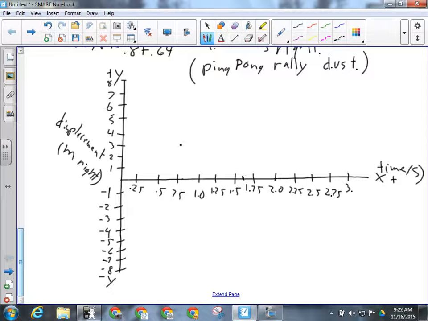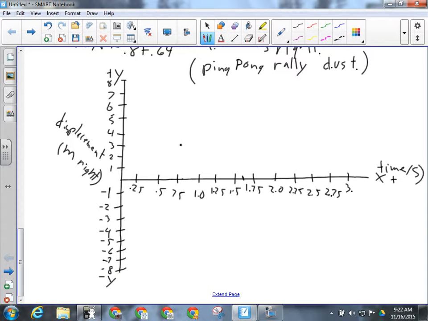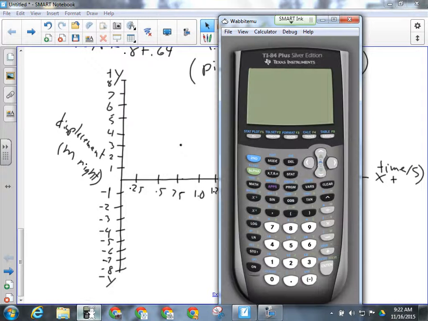Okay, and then my y value, I've got to go 4.24 meters left of this spot. So this is 3.2 meters to the right. I'm going to go 4.24 meters to the left now. So where's that going to leave me? Down, below the x-axis, right? I'm going to be in the negatives now, but I've got to figure out where. Well, that's not too hard. I'm just going to go 3.2 minus 4.24. All right, so I'm going to end up 1.04 meters below the x-axis.